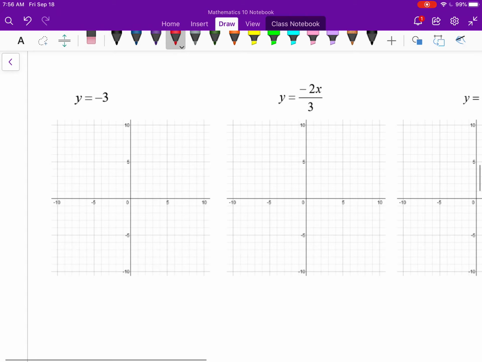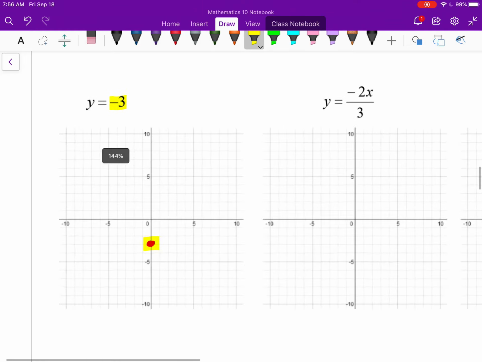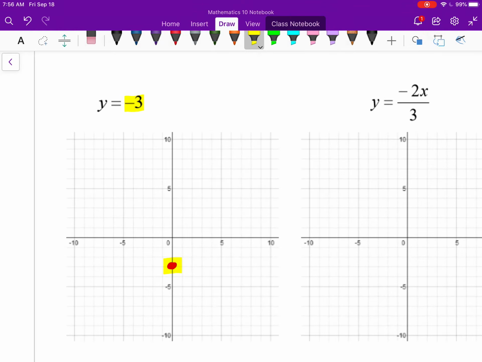This one's a little different. This is just y equals -3. There's no x. So now you have to think to yourself, what is that -3? Well, it's a constant. There's no variable there. So that is my y-intercept, -3. But there's no slope. If there's no slope, that means your slope is 0.